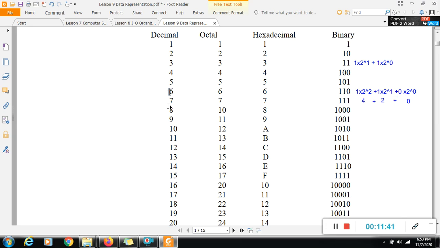Now, supposing we wanted to convert this into binary. 2 into binary. How do we do that? This is how we do it.